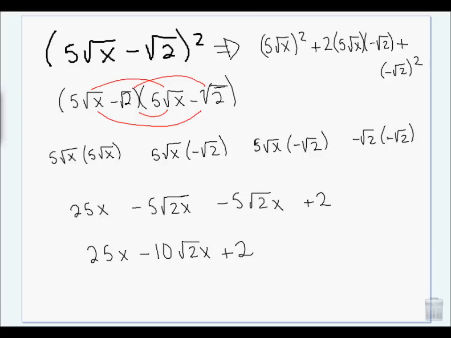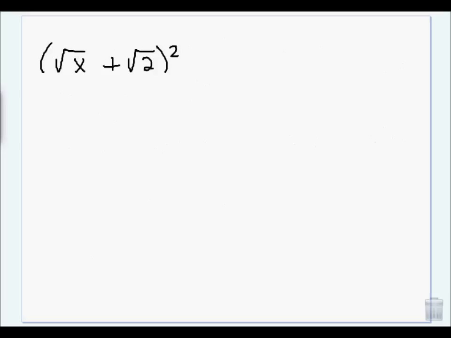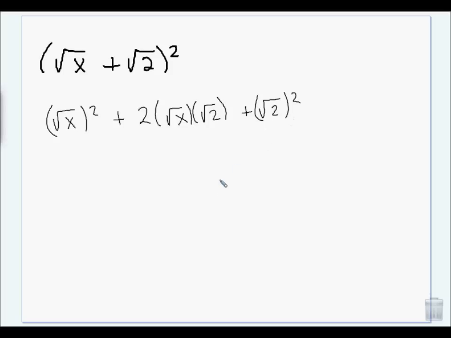So I'll show you on the next slide. So if we have the square root of x squared plus 2 times the square root of x times the square root of 2 plus the square root of 2 squared, I get x plus 2 times the square root of 2x plus 2. Because the square root squared just goes away. And here I multiply what's underneath the radicals together.